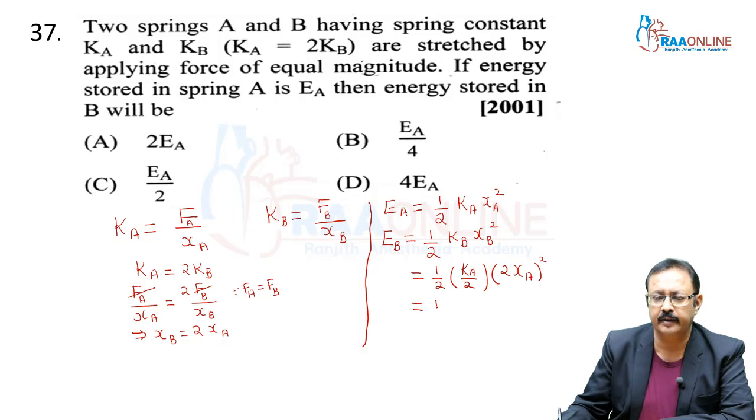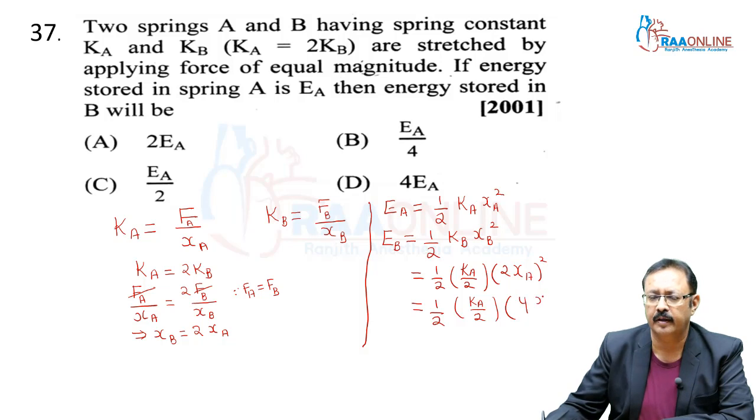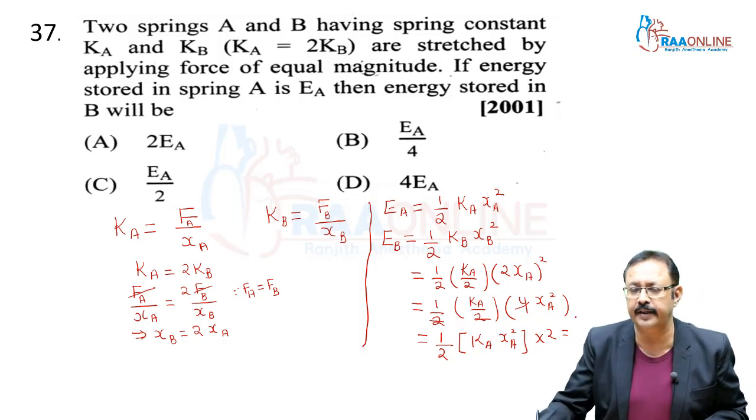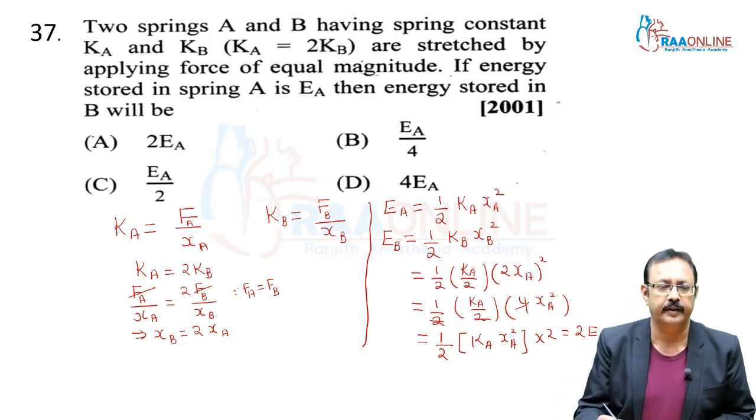So what am I getting? Half, Ka by 2, 4 Xa square. Cancel this 4 with this 4. But to compare, I need 1 by 2. So I am multiplying and dividing by half. Half Ka Xa square. To cancel this 2, I am multiplying by this 2. What is this half Ka Xa square? It is Ea. So I am getting 2 Ea. So I will go with option A, 2 Ea.